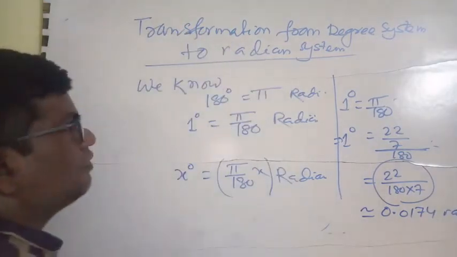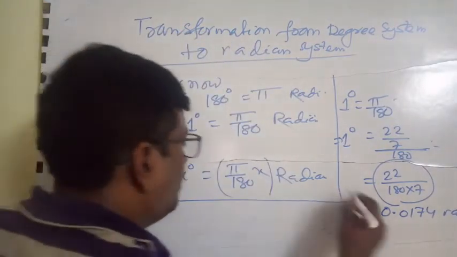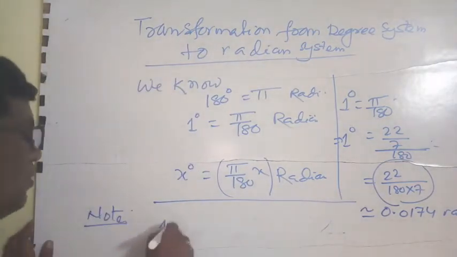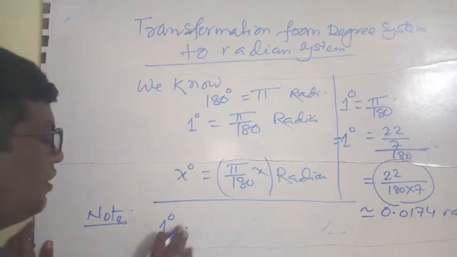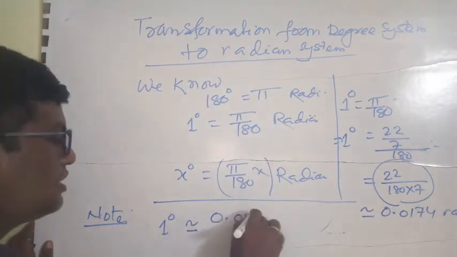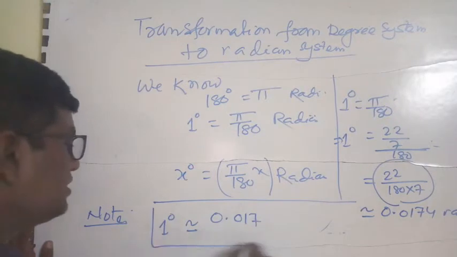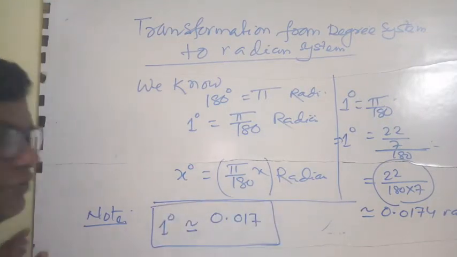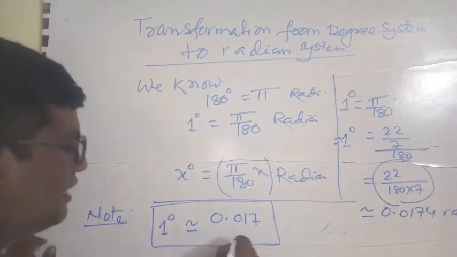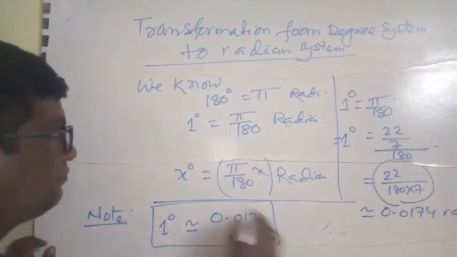So one note for you: 1 degree is approximately equal to 0.017 radian.